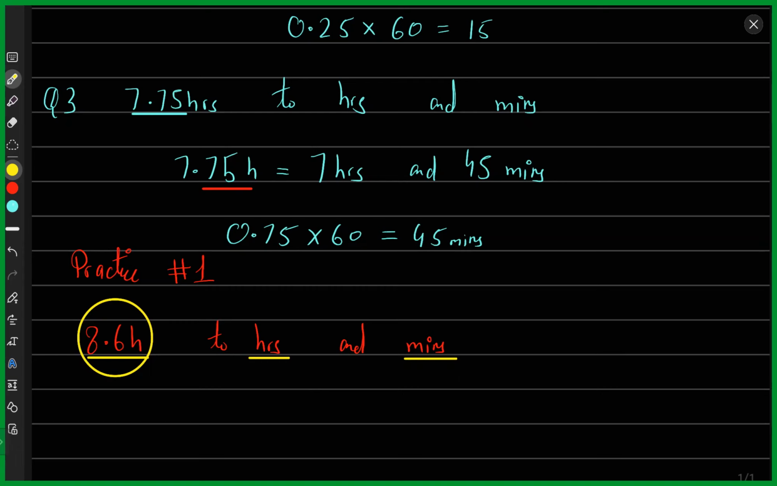Very good. Okay, so out of this 8.6, I know that I have 8 complete hours, and for the remaining 0.6 hour, I need to convert it to minutes. So 1 hour has 60 minutes. So 0.6 hours would have 0.6 multiplied by 60, and this would give you 36. So it would be 8 hours and 36 minutes. So Umaiza, your answer was correct. I think there was just a multiplication issue, but otherwise your approach was correct.